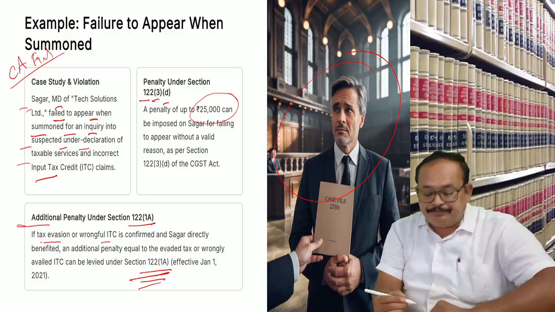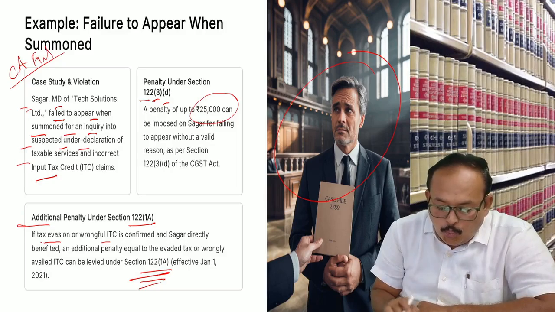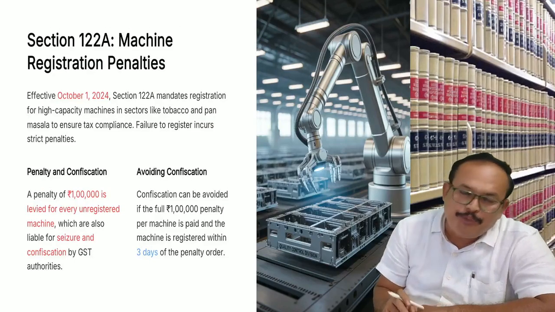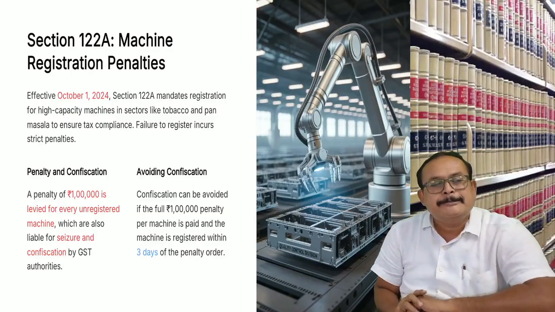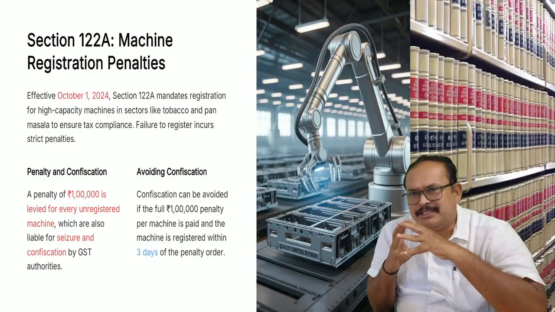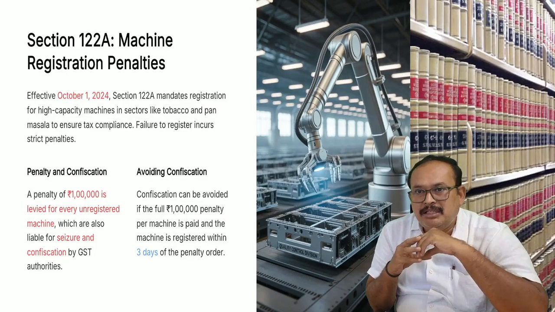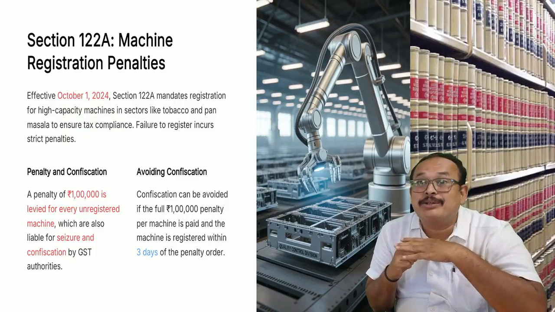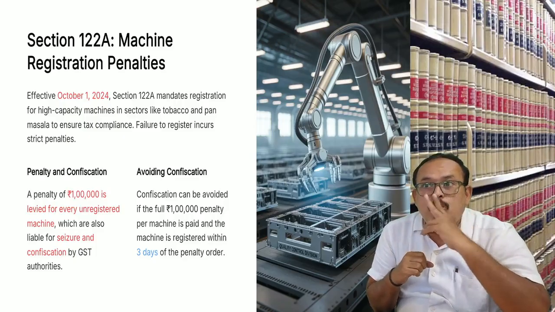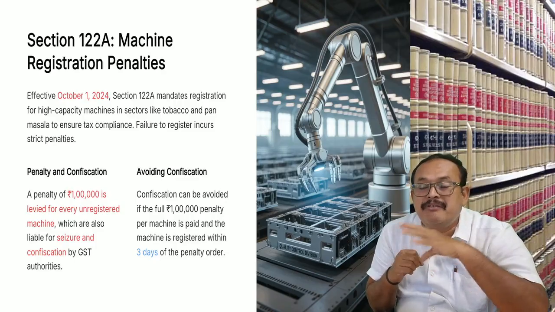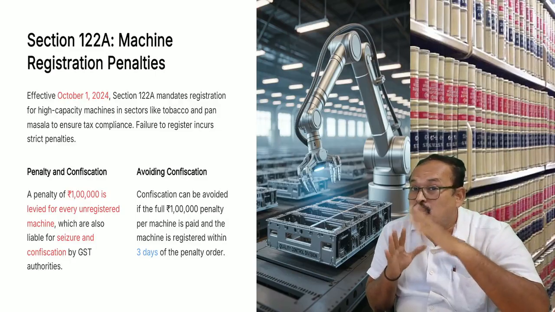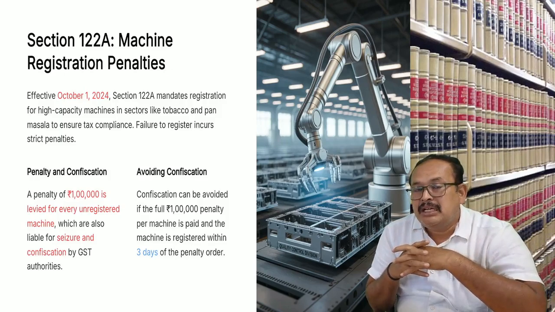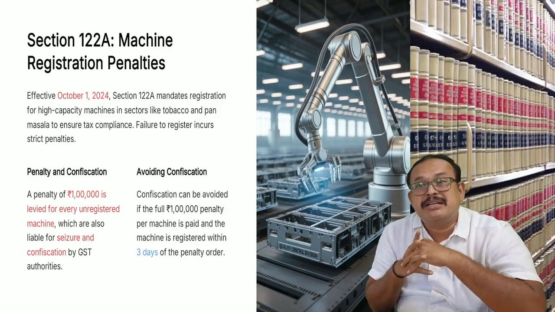Further, my dear, a new provision is mind-blowing altogether. There are certain manufacturers of pan masala, tobacco, cigarettes, ITC companies. ITC companies manufacture cigarettes, bidis, cigars, or pan masala companies. For them, this particular provision has been addressed.